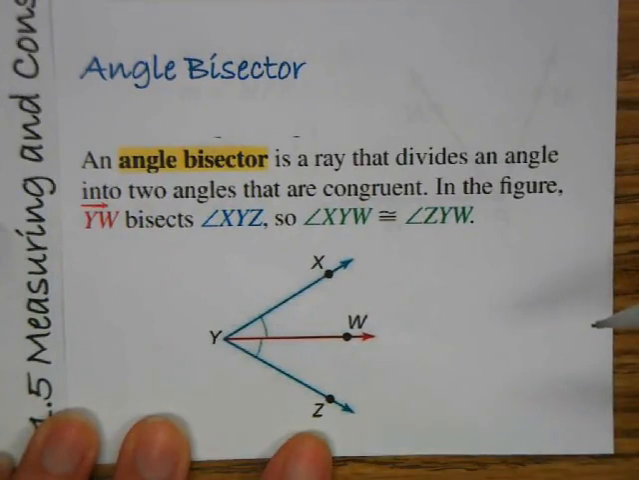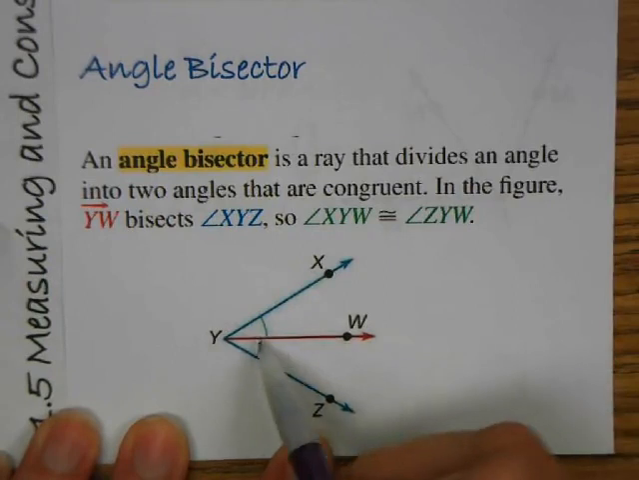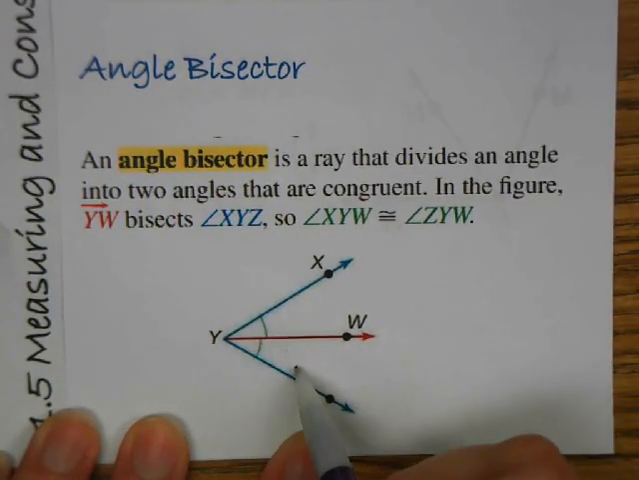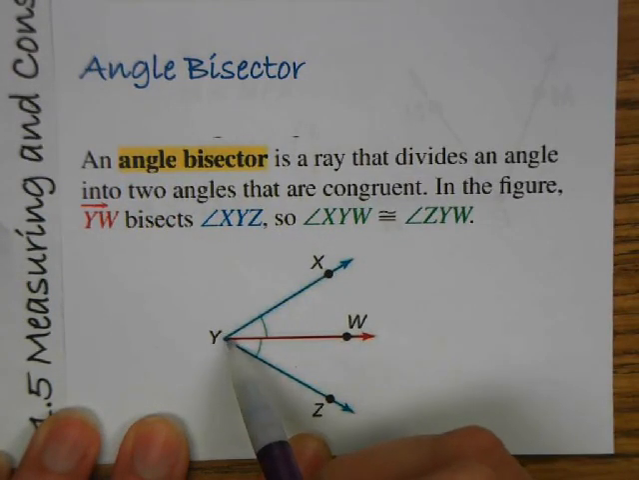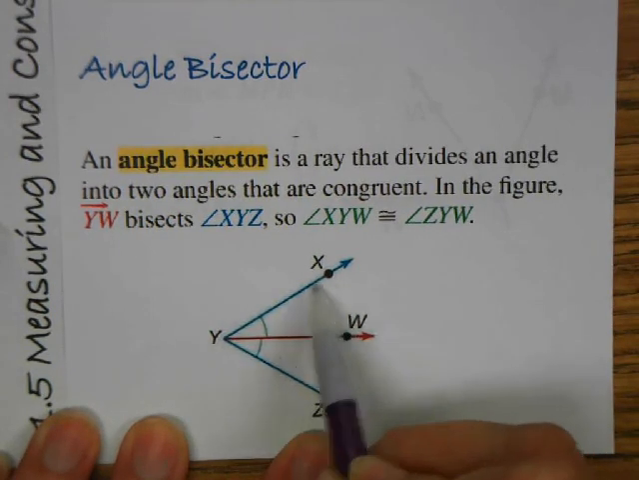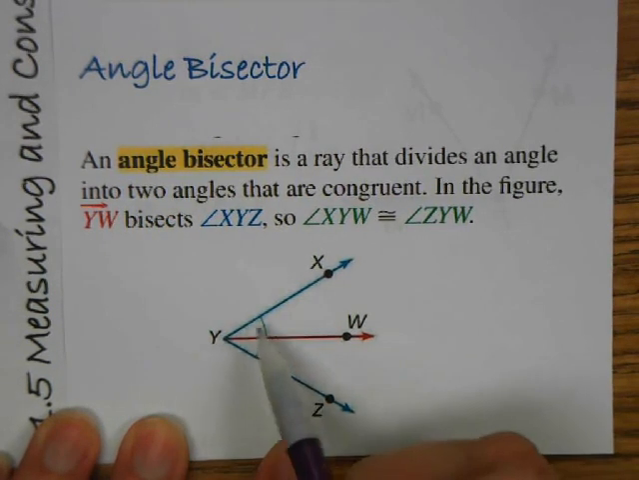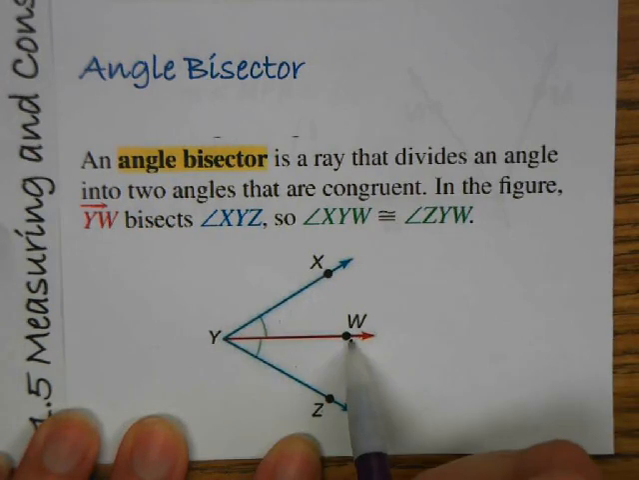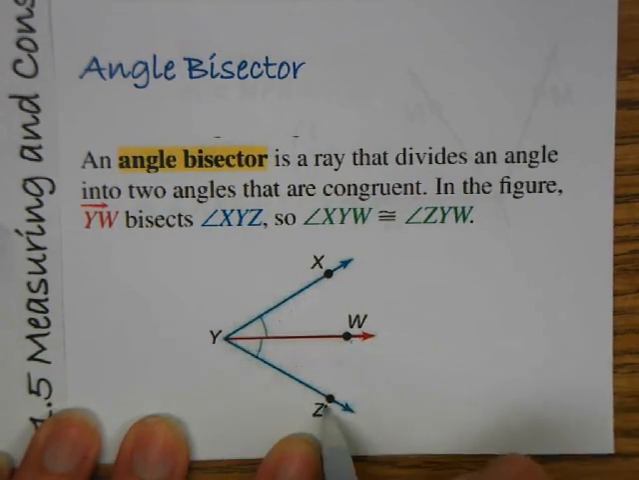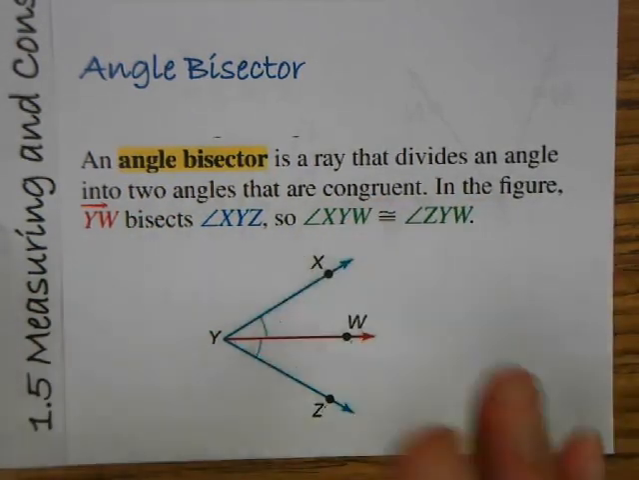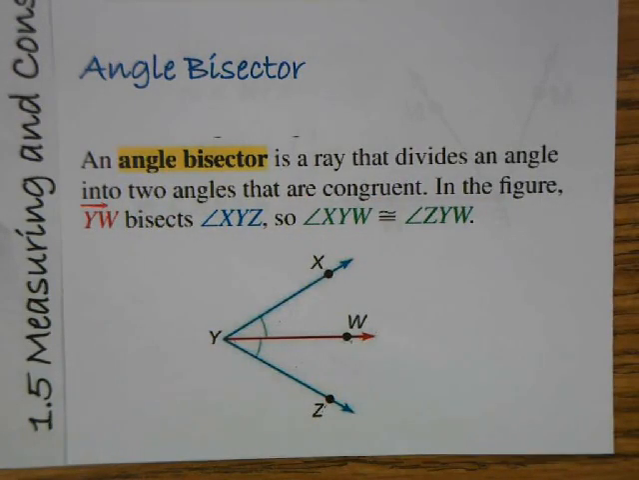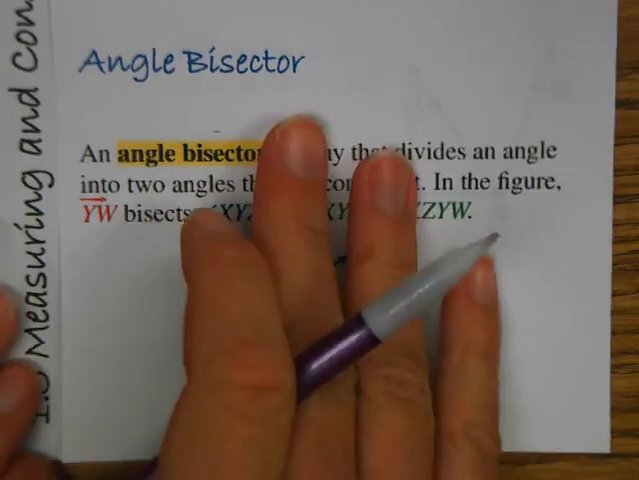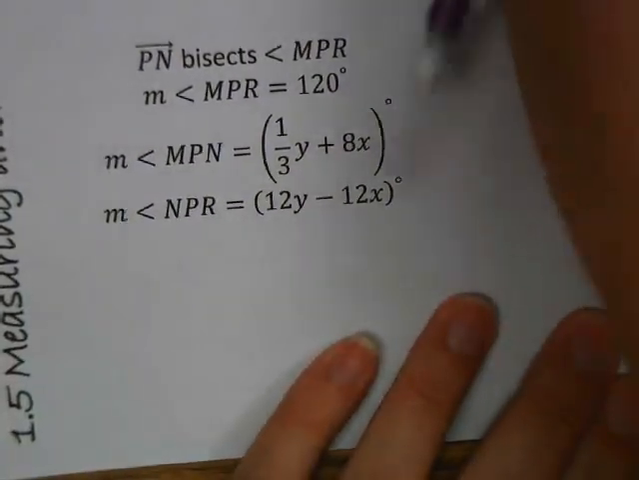And then down at the bottom, you have angle bisector. So bisector is going to be divided into 2 equal pieces. So here you have ray YW bisecting angle XYZ. So if it's bisecting an angle, it's cutting the angle into 2 equal pieces. So that means angle XYW is going to equal angle WYZ. So we're going to be using all of that information in order to complete the examples inside of your notes.